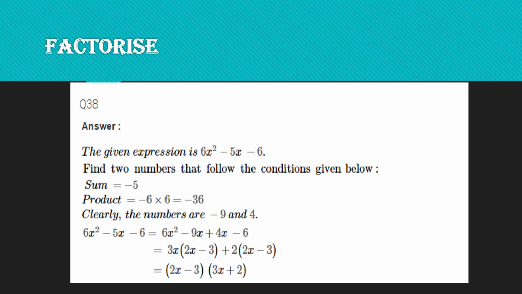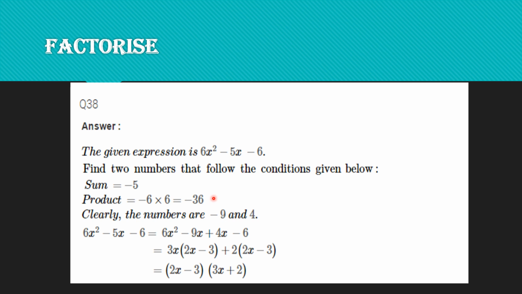Factorize the given expression 6x² − 5x − 6. What is the product? 6 into 6, 36. The sign is minus, so −36. The sum has to be −5. So what are the factors of 36? 4 nines are 36. Right? 18 and 2, 18 twos are 36.